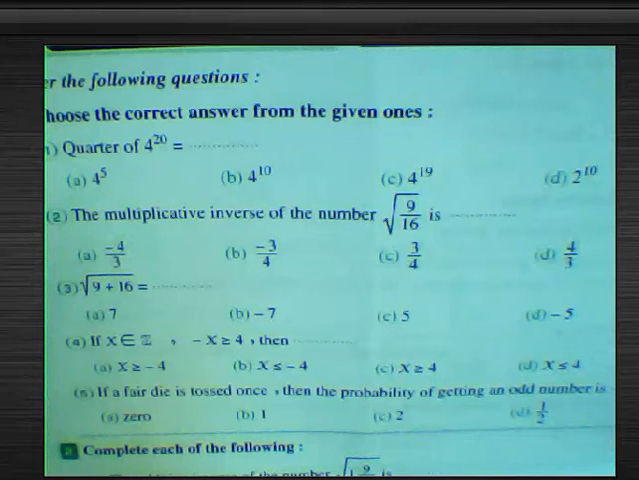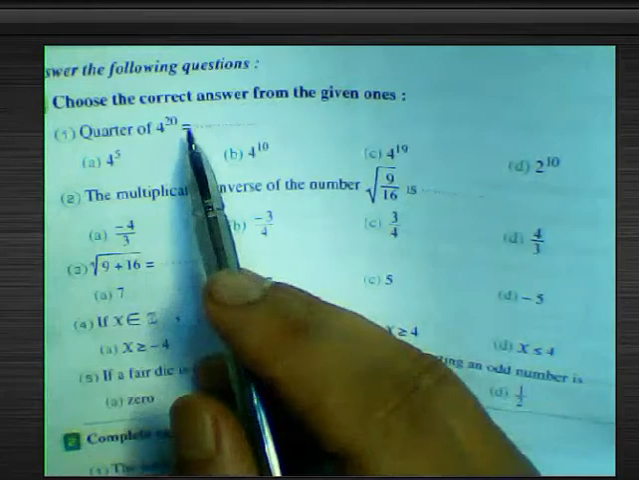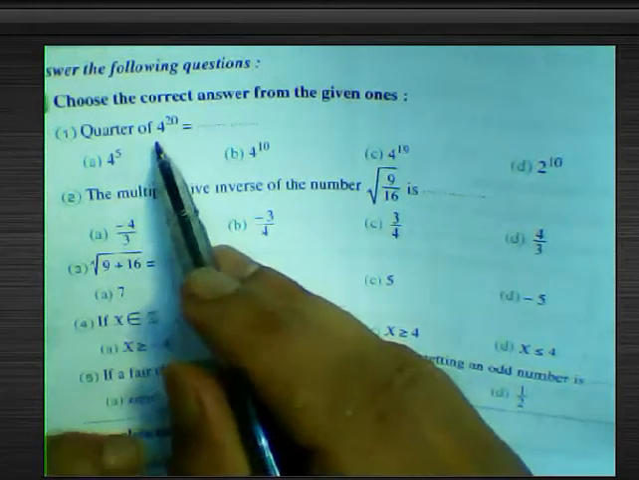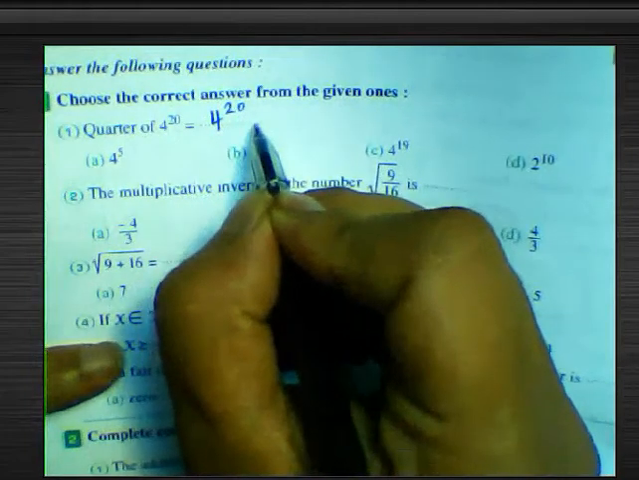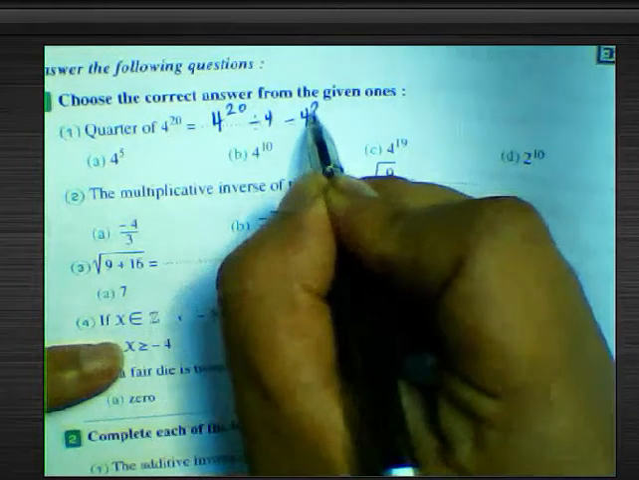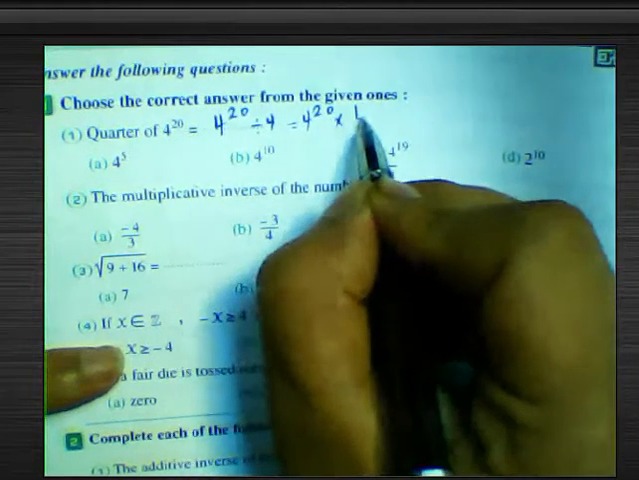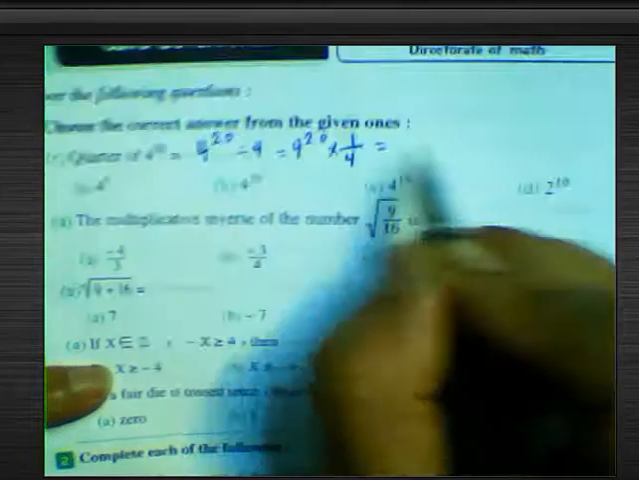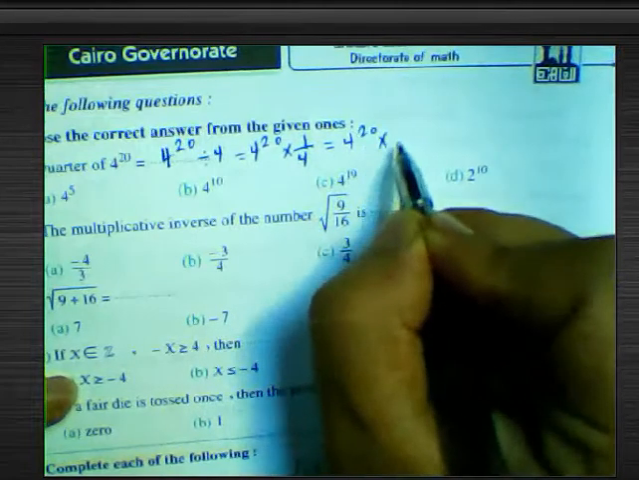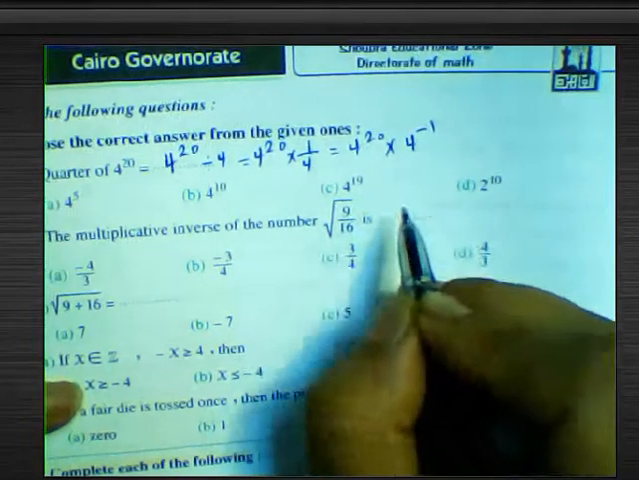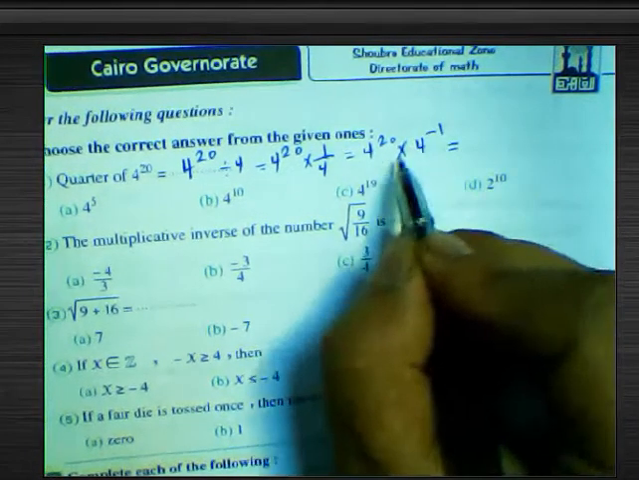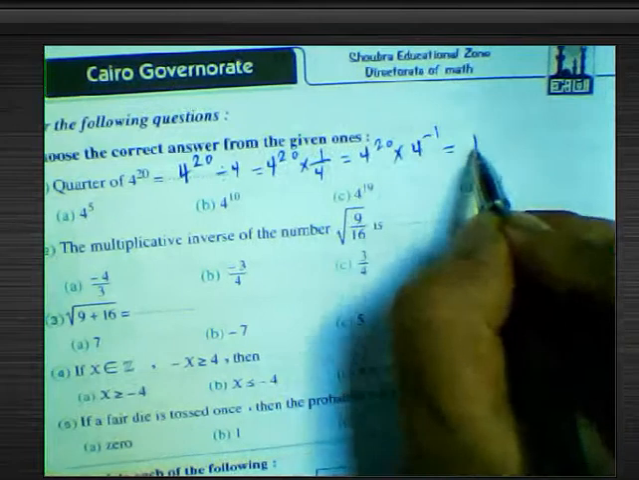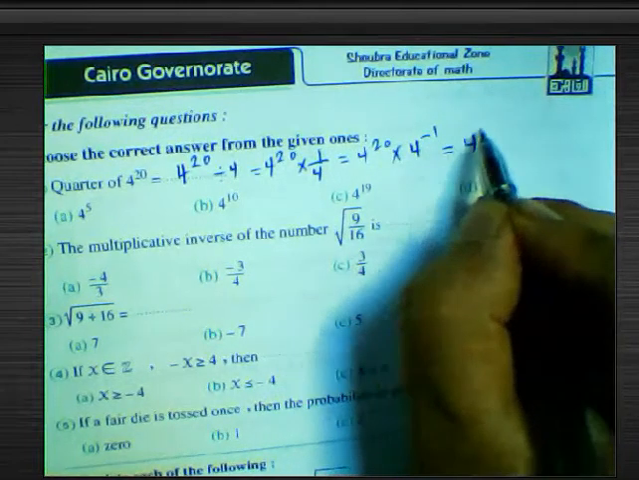In this example, a quarter of 4 power 20. A quarter of 4 power 20, we know, is 4 power 20 divided by 4. Quarter means divided by 4, or 4 power 20 multiplied by 1 over 4, or 4 power 20 multiplied by 4 power negative 1. So the result will be 4 power 19, because we multiply with equal bases: 20 subtract 1 equals 19.